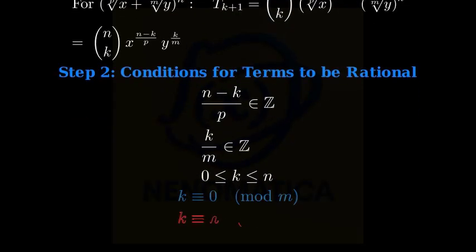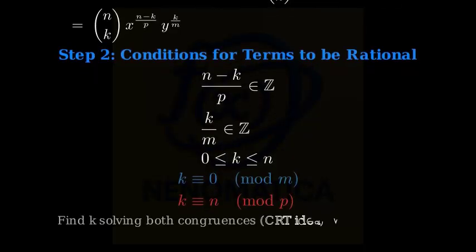We can rewrite these as divisibility conditions. k must be a multiple of m, and n minus k must be a multiple of p. Equivalently, k is congruent to 0 modulo m, and k is congruent to n modulo p. So we are looking for integers k that satisfy both congruences simultaneously.